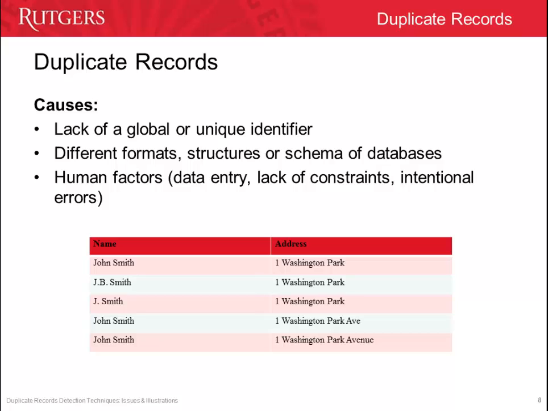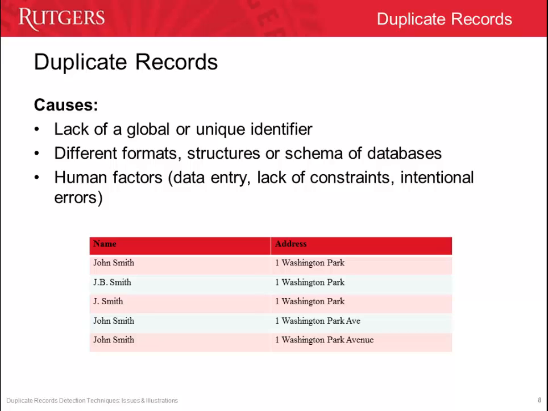Take, for example, the table we have here. John Smith. This is a simple format difference. John Smith at 1 Washington Park. It could also be entered as J.B. Smith, 1 Washington Park, J. Smith, 1 Washington Park, John Smith at 1 Washington Park Ave, and John Smith at 1 Washington Park Avenue. Now, when we as humans look at this table, we immediately know that this is the same person. However, for a system, those are 5 different records.